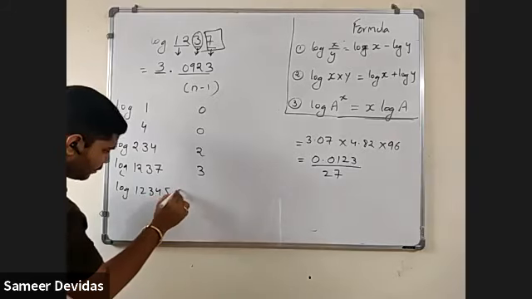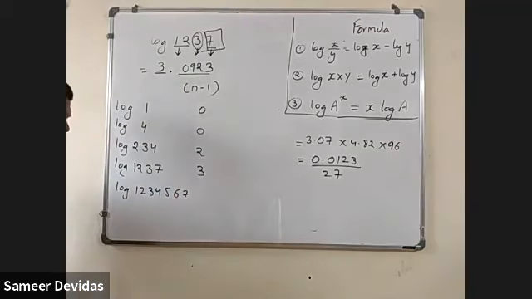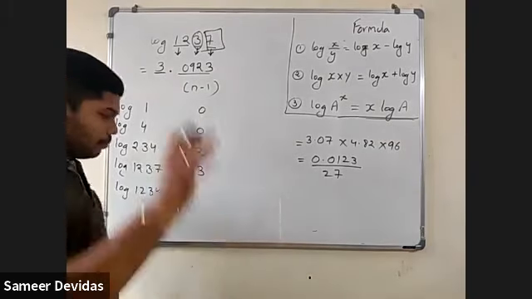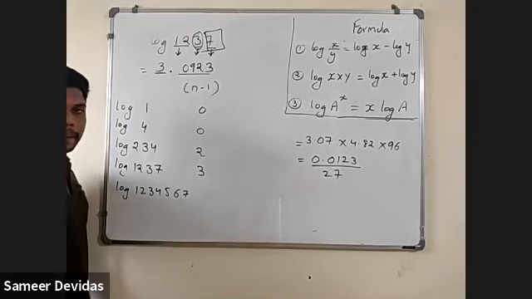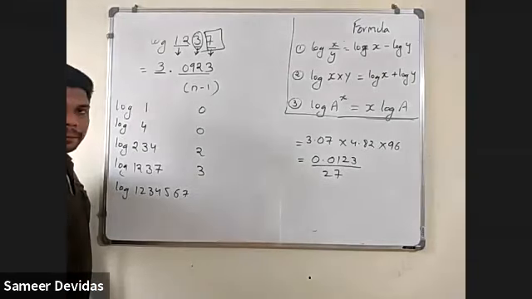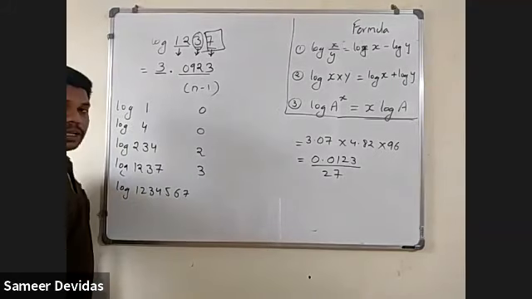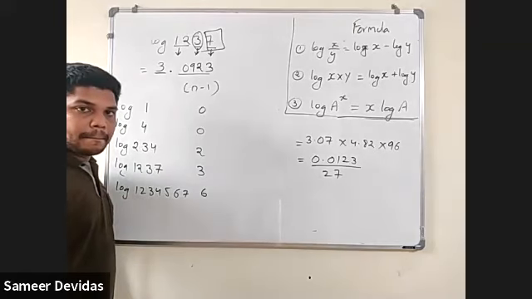Now we can take one more: 1, 2, 3, 4, 5, 6, 7. A big number. How many numbers are there? 7. Using this formula, what is the answer? 6, sir. All have understood this? Yes, sir.